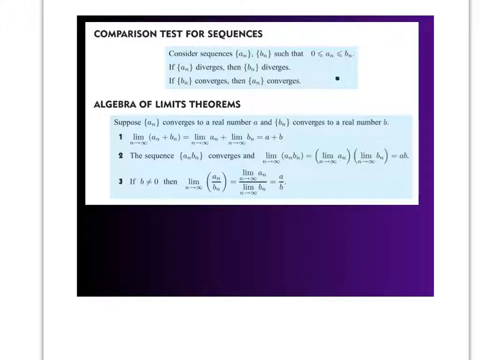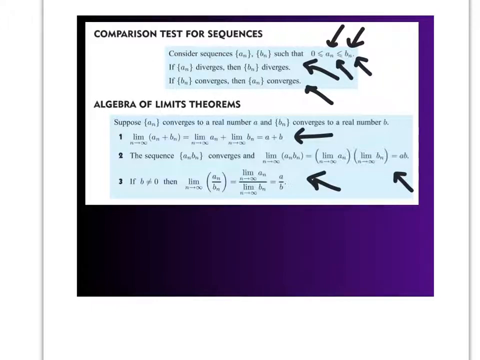Same properties, pretty much, same everything. If a sub n diverges, then it will force b sub n to diverge as well. If b sub n converges, it will force a sub n to converge. This is basically the squeeze theorem for sequences. So suppose a sub n converges, right? This is just a property of addition, property of multiplication, and property of division. I'm not going to go over those right now.